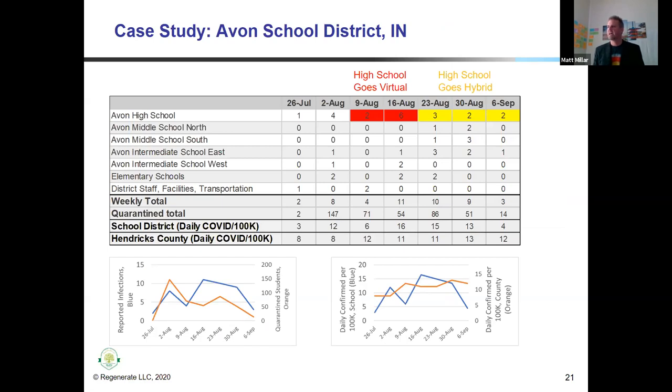To dive into it a little more, Avon Intermediate School East: one infection week 4, 3 infections week 5. That doesn't look good. But then 2 infections week 6. They're still in person. 1 in week 7. That doesn't look like unrestrained exponential growth. High school goes virtual. That may have helped. We'll see, because they're relaunching their school, I think, this week.